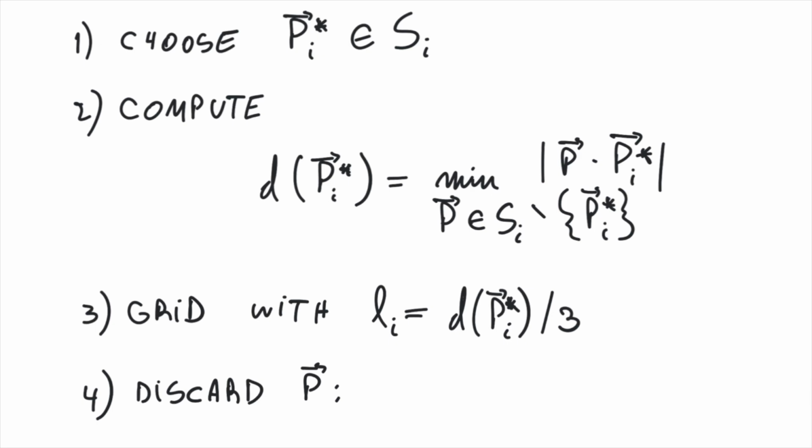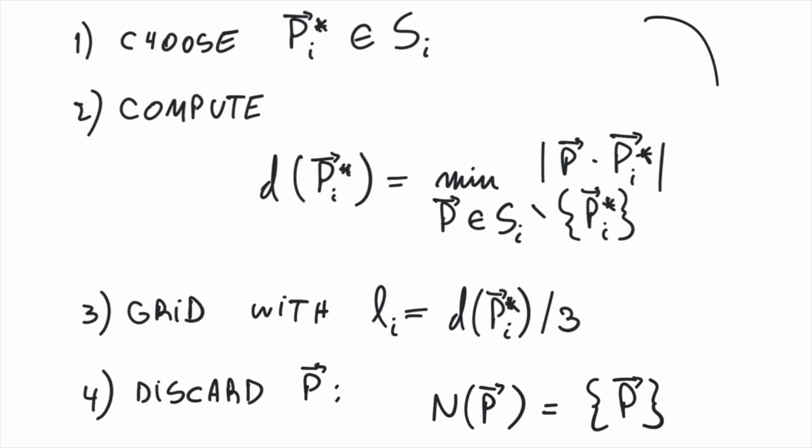If P has a neighborhood that only contains the single point P, then we discard this point. This 4-step process is repeated each time the filter is applied to each Si. Now let's analyze this filtering function.